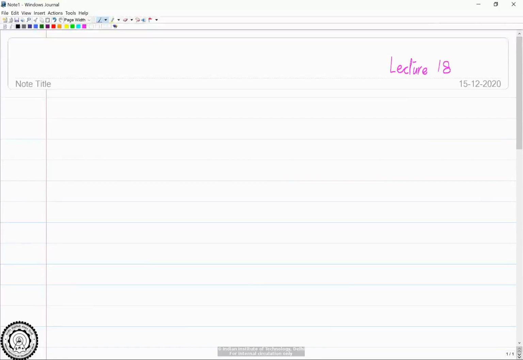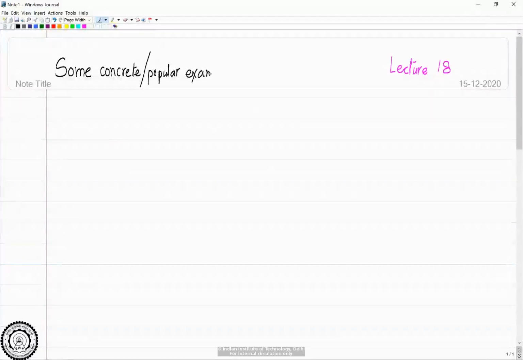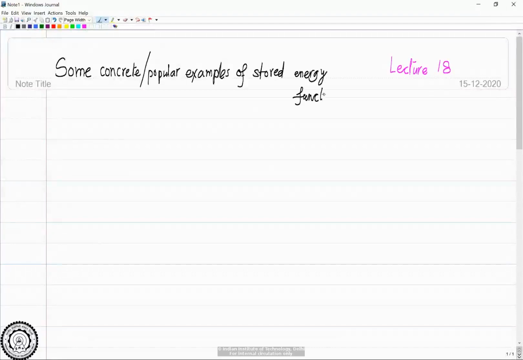So, we were doing some concrete examples of stored energy function. So we'll continue with that. Let's say popular examples. That is W. Okay, so the first one that we talked about yesterday was the Saint Venant-Kirchhoff isotropic material model.